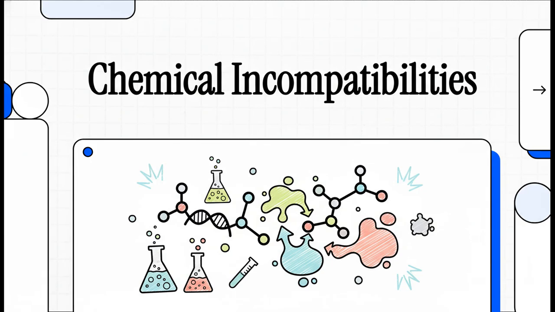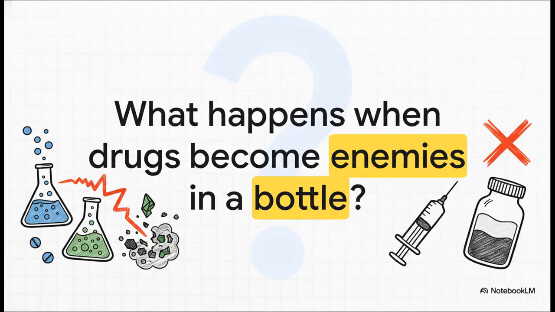Hey everyone, and welcome. Today we're tackling a topic that is absolutely essential for every future pharmacist. We're talking about chemical incompatibilities, a huge deal for patient safety, and something you're definitely going to see on your exams. So let's just jump right in with a big question. What happens when the very drugs you combine to help someone actually become enemies inside the bottle? I mean, what if that medicine becomes totally useless, or even worse, turns into something toxic? Yeah, that's the challenge we're unpacking today.